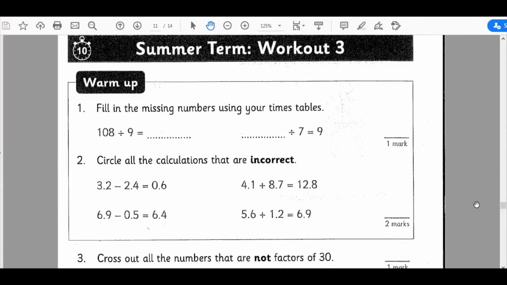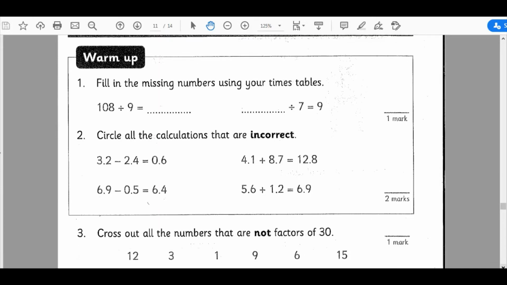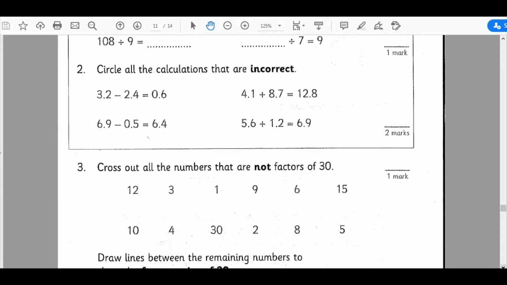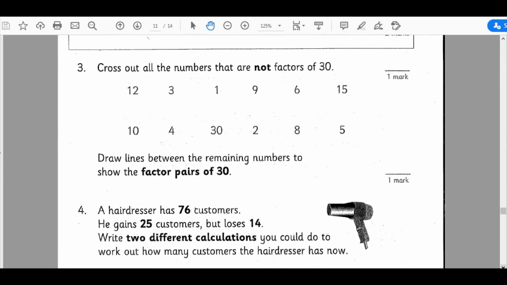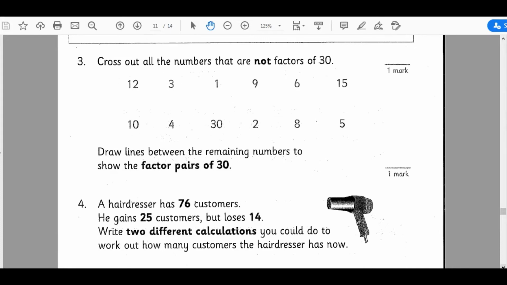The next thing I wanted to talk to you about are some of the questions on your summer term workout 3 sheet. I'm just going to go down to question 3. The first 2 should be fairly straightforward. Number 3 says, cross out all the numbers that are not factors of 30. I'm not sure if you've heard of the word factors before, but a factor of a number is basically a number that will go into that number. So you could multiply that number to make the total.